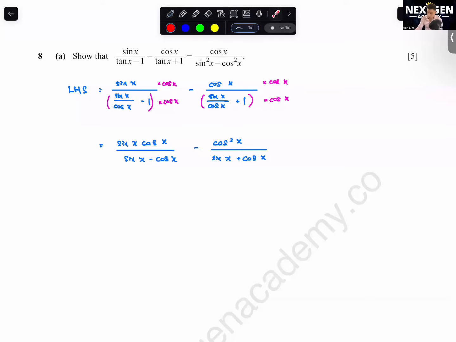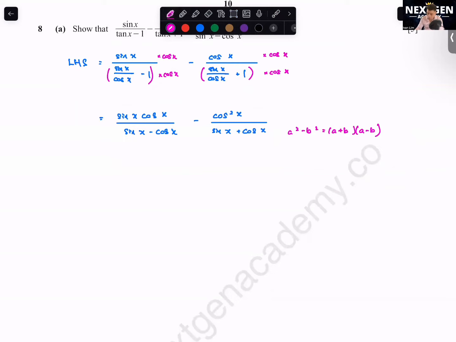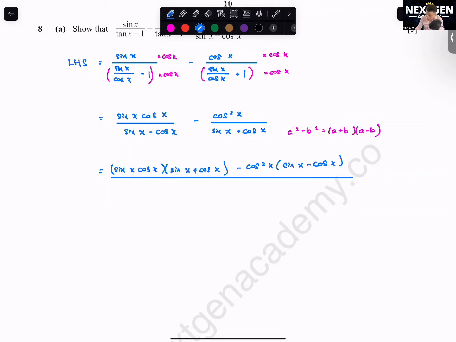Why did I do this? You observe here, a square minus b square. A square minus b square, we can think about what? A plus B, A minus B. So in a way, I'm actually working both ways. I'm observing the right-hand side, what I want to achieve. So you see here, A minus B, A plus B. This is what I want to do. So join it together. I want to make it one fraction right now. Sine x cos x, this part here I need to multiply by sine x plus cos x, the other denominator. Then here, cos square x, sine x minus cos x over, this one will be a square minus b square, so sine square x minus cos square x. The bottom is separate already.